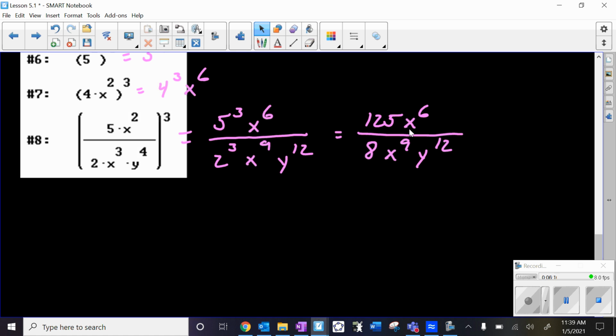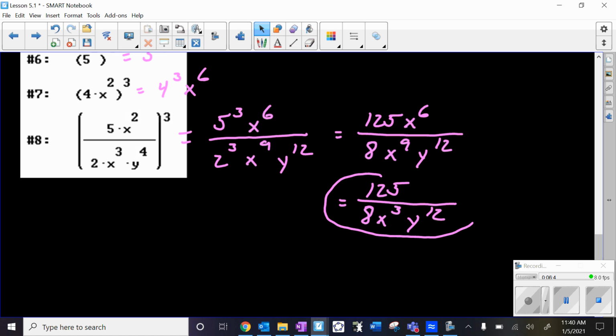Last thing I see is that I have 6 x's on top and 9 on the bottom, so I can subtract 9 minus 6 to get me 3. And since I had more on the bottom, I should have more on the bottom to finish. So 125 over 8x cubed y to the 12th. I'll also look to see if I can simplify 125 and 8, and I know that I can't. You'll want to check that to see if you can reduce your fraction. And since you can't, this is your final answer.